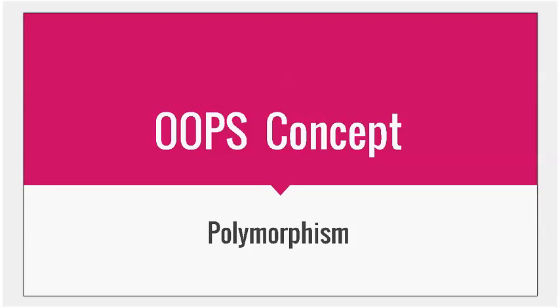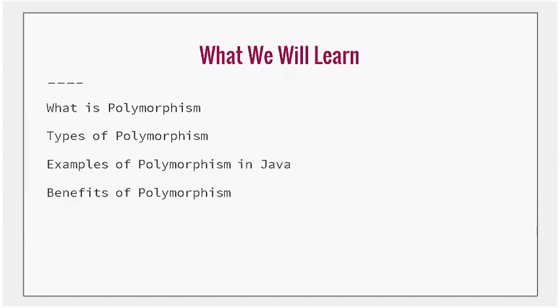So in this tutorial we will learn about polymorphism, which is the third pillar of OOPS concepts. So we are going to cover the following topics. First is we will learn what is polymorphism, then types of polymorphism, some examples of polymorphism in Java, and finally what are the benefits of polymorphism.